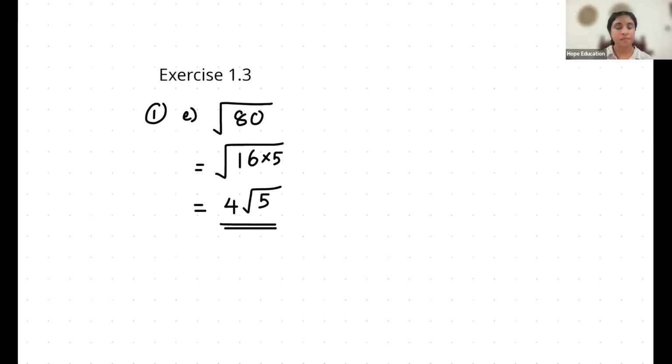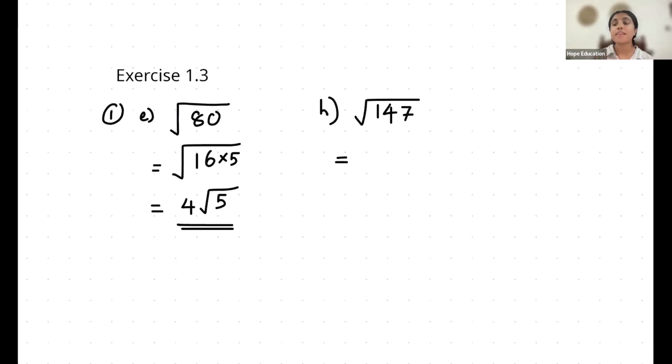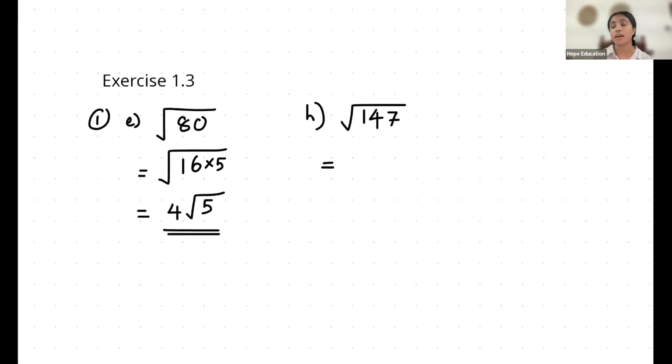Then H. In H, we have root of 147. How did you convert it to surds? Can somebody tell me? Okay. So if they are saying that this is an entire surd and you have to convert it to surds, there must be a perfect square inside this.